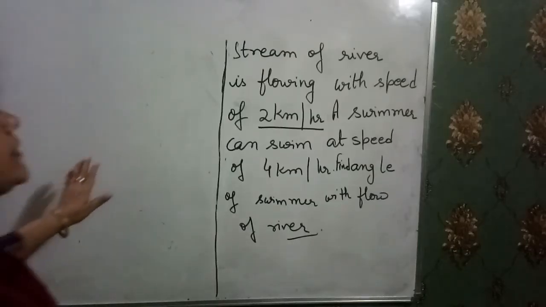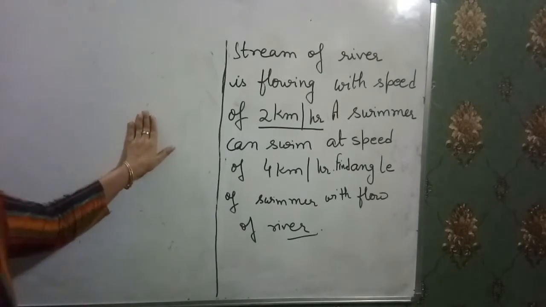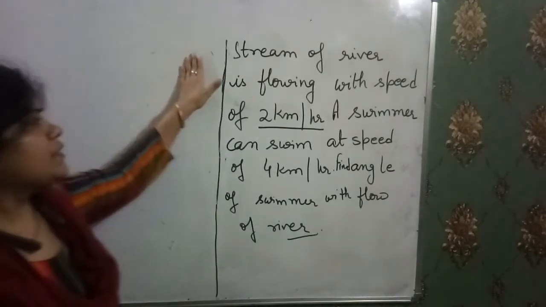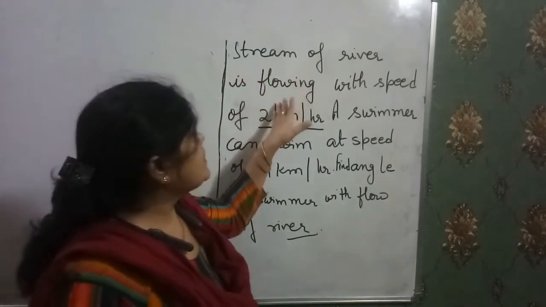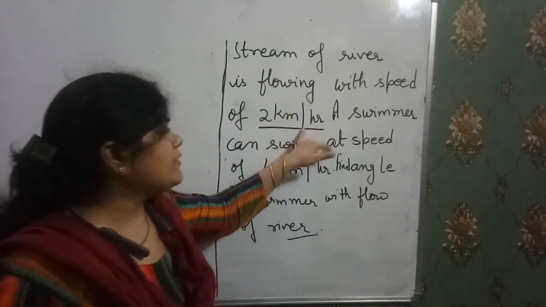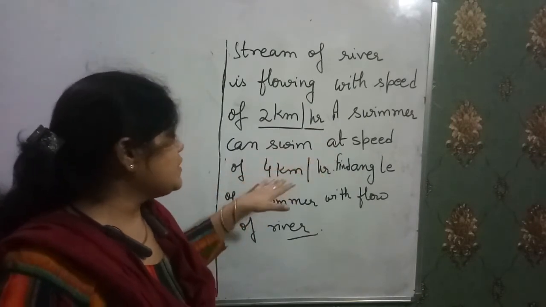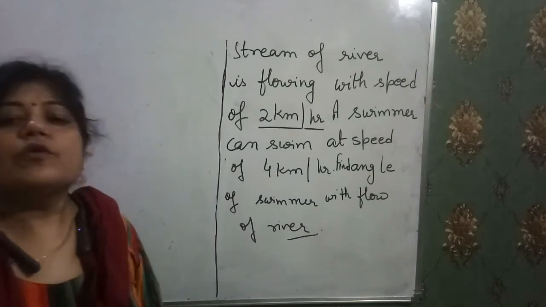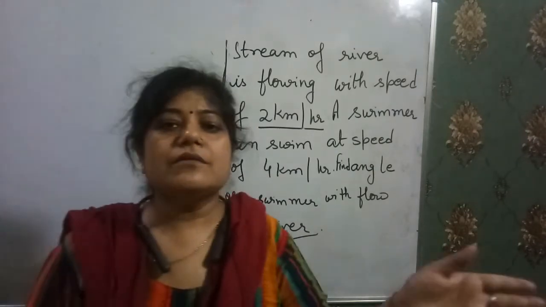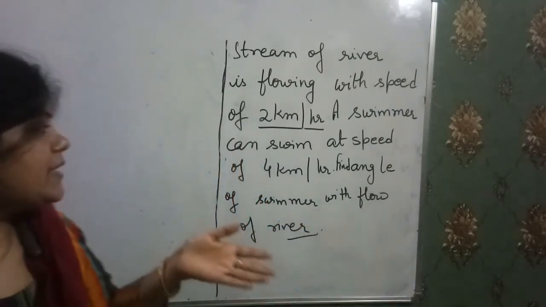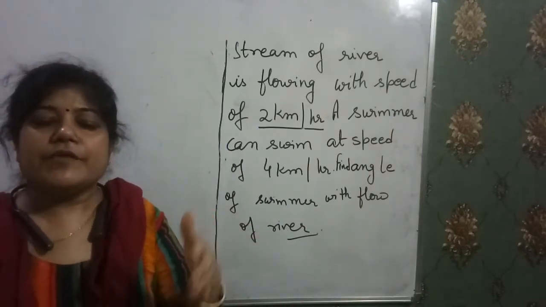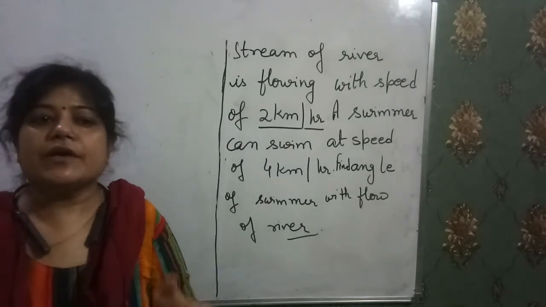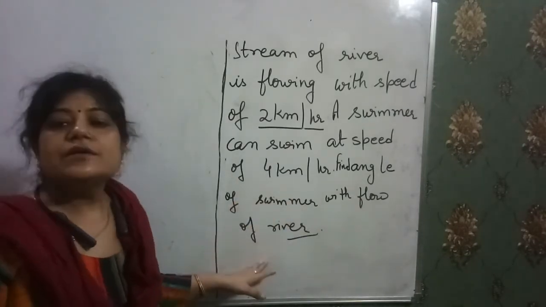Now this question is based on the concept of again the relative speed of man with the river. Now observe the question we have. The stream of river is flowing with a speed of 2 km per hour and a swimmer can swim at a speed of 4 km per hour. Find the angle of swimmer with the flow of river. That means a man is crossing a river with some speed and river is flowing with some speed. We have to find the angle that the swimmer makes with the river in order to cross the river straight.